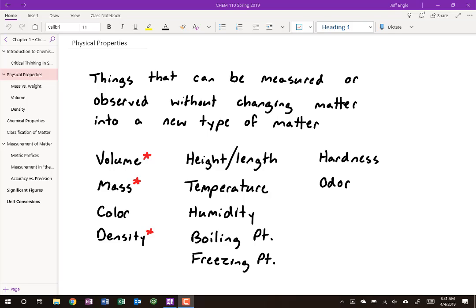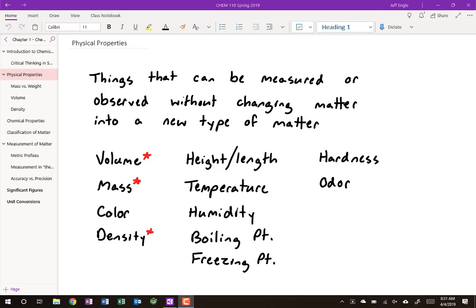All right, so a couple days ago we finished up talking about physical properties. We said that there are things that can be measured or observed without changing matter into a new type of matter. And in fact, yesterday in lab we worked on some of these measurements. We measured volume, mass, and density. We didn't measure density directly, we measured density indirectly, right?